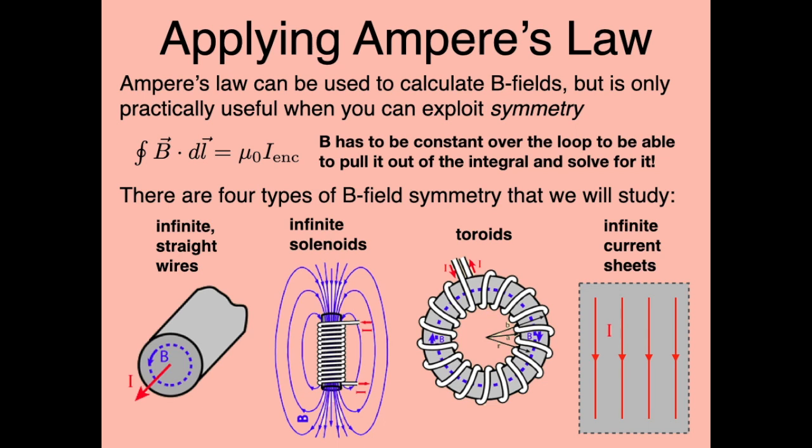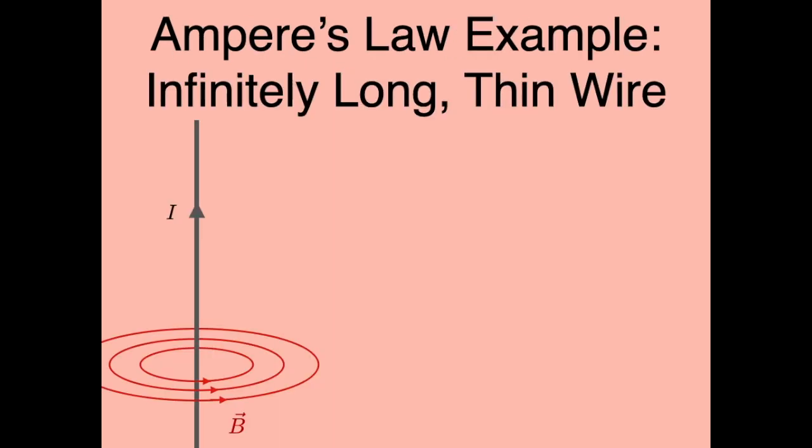So we should be able to use Ampere's law for these 4 types of symmetry. These are the ones we should concentrate on, these 4 examples. So why don't we start with Ampere's law applied to an infinitely long and thin wire. Here's what's going on with this infinitely long thin wire.